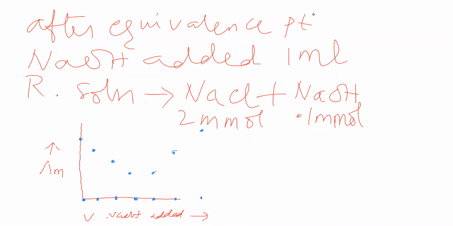We are doing a titration. In the flask, in the vessel, what we have taken is HCl solution. When the volume of sodium hydroxide added is 0, lambda m is this much. Now we will add some amount of sodium hydroxide solution, then stir the contents and find the molar conductivity. Molar conductivity this much comes.